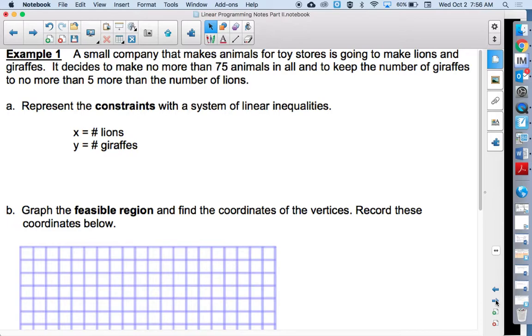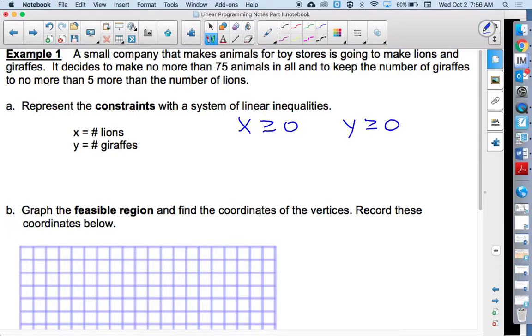Okay, give me one. X is greater than or equal to 0. And then what would the other one be that would pair with that? Y is greater than or equal to 0. And why did you say those two? Because you can't have negative amounts of toys.